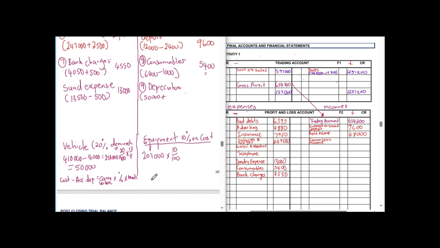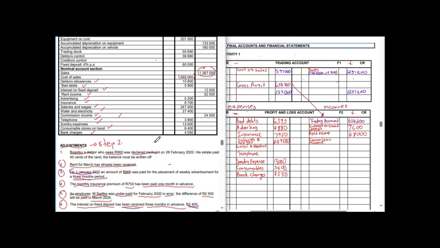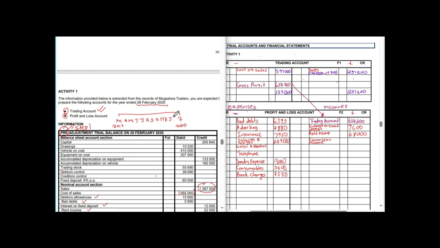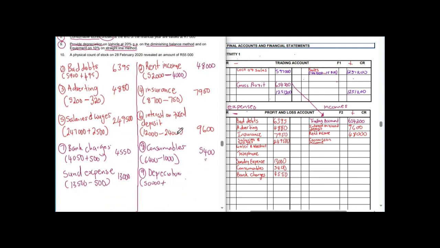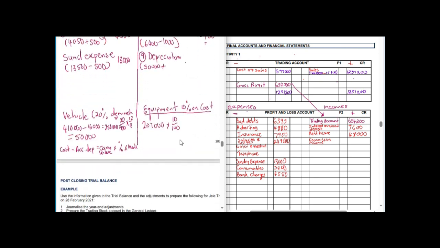Then we are just going to say 207,000 multiplied by our percent, which is 10 over 100. And then this equipment is going to stay in the business for 12 months, as they are saying. We need to calculate until the end of our financial year, so multiply by 12 over 12. And then depreciation for equipment is 207,000 multiplied by 10 divided by 100 multiplied by 12 divided by 12, which is 20,700, and then we are going to add 20,700.